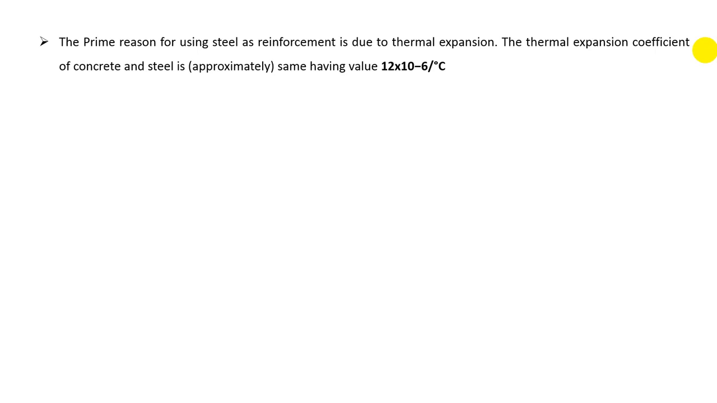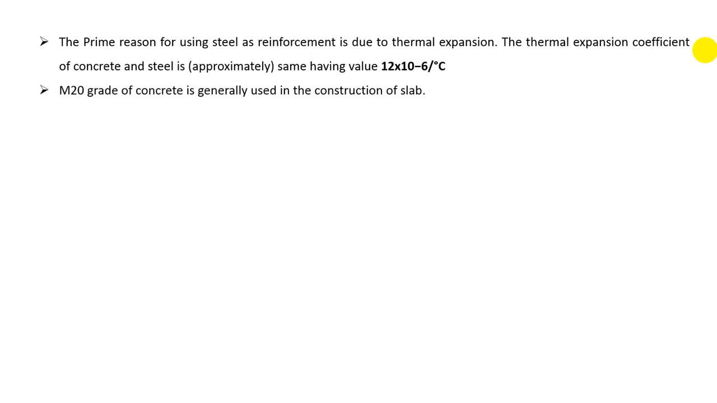The thermal expansion coefficient of concrete and steel is approximately the same, having a value of 12 into 10 to the power minus 6 per degree Celsius. If someone asks you why we use reinforcement in concrete, this is the answer. We provide steel reinforcement in concrete because the thermal expansion of concrete and steel is approximately the same, at 12 into 10 to the power minus 6 per degree Celsius.